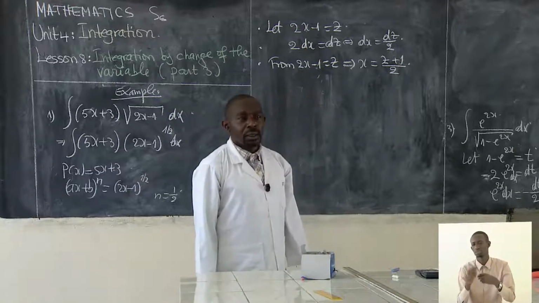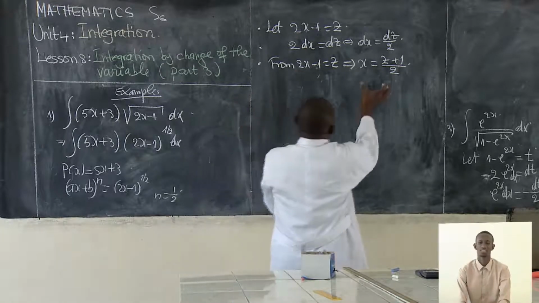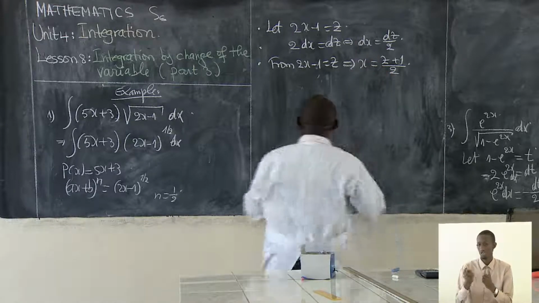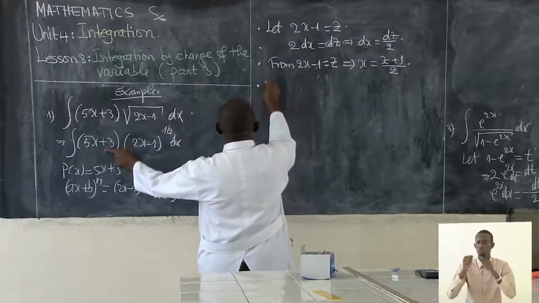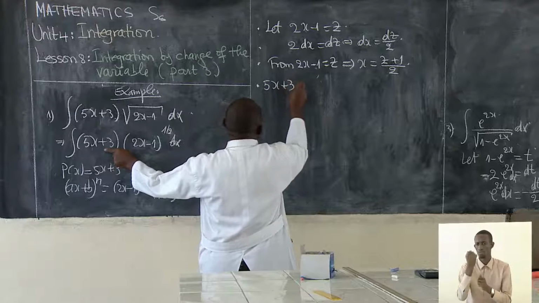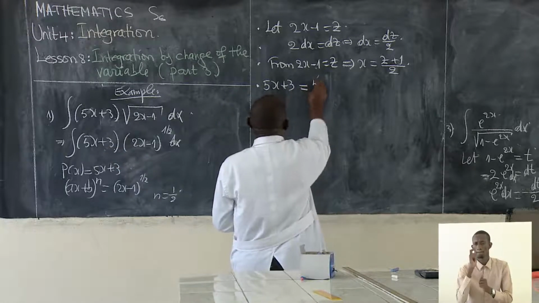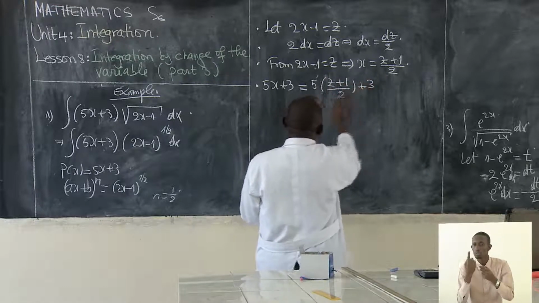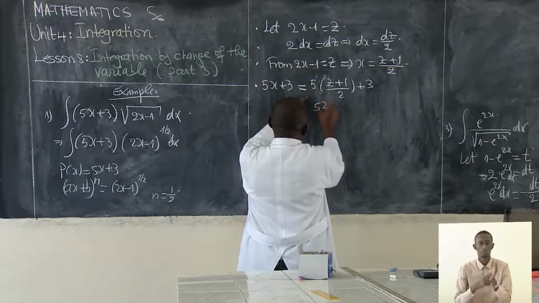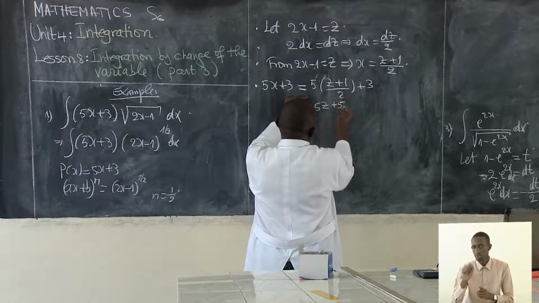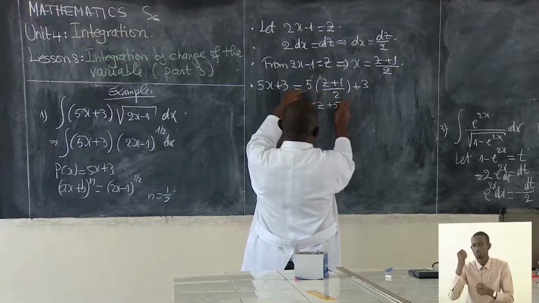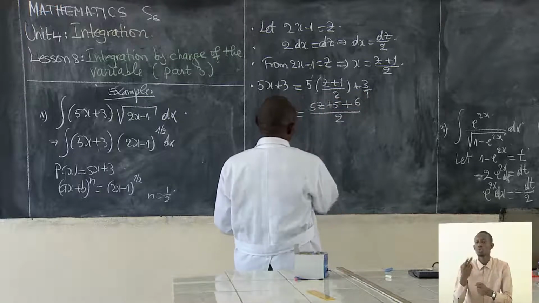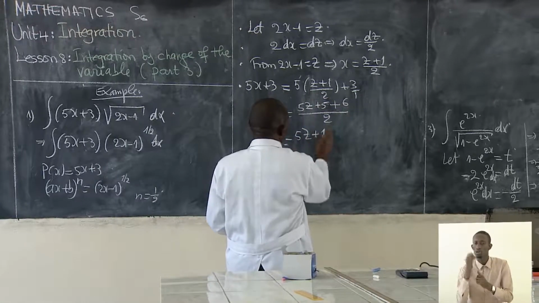Are we together? Okay. Now, as I have x and dx both in terms of z, I can even express 5x plus 3 in terms of z to get 5 times z plus 1 divided by 2, then plus 3, this is equal to 5z plus 5, then plus, is this 5? Yes. Plus 6 divided by 2, common denominator. And I get 5z plus 11 divided by 2.